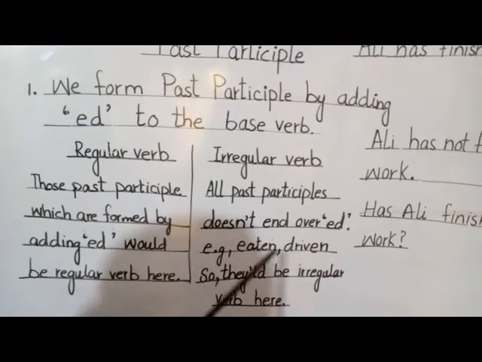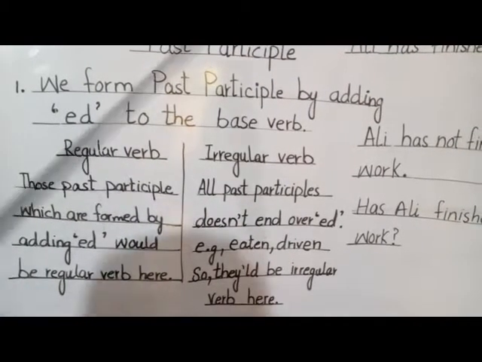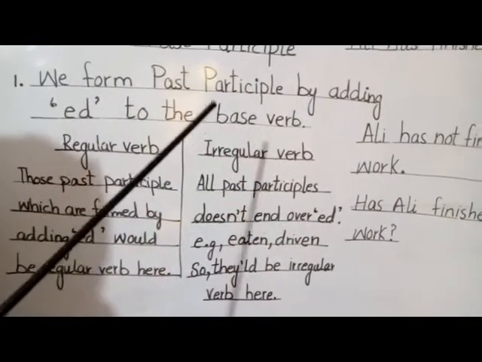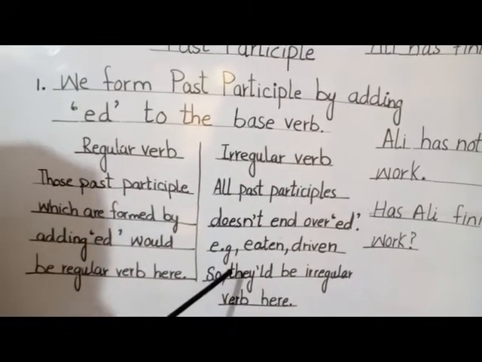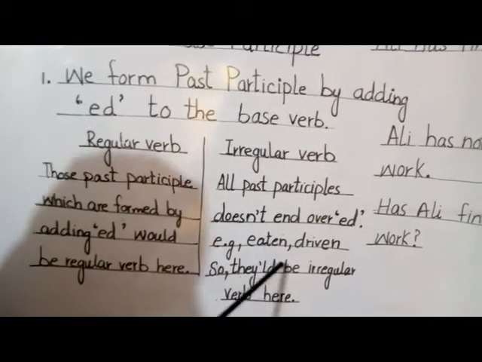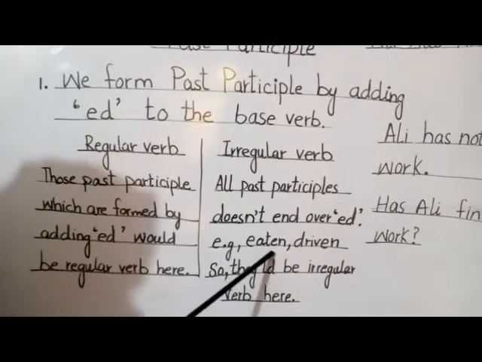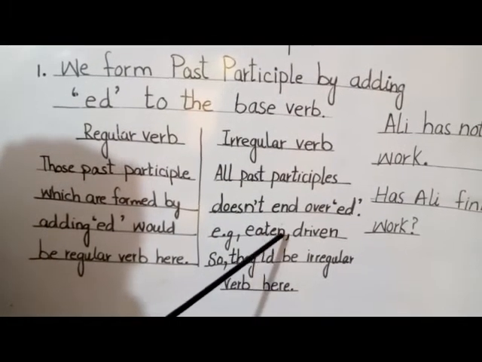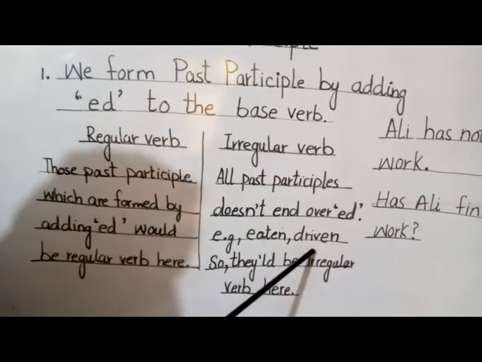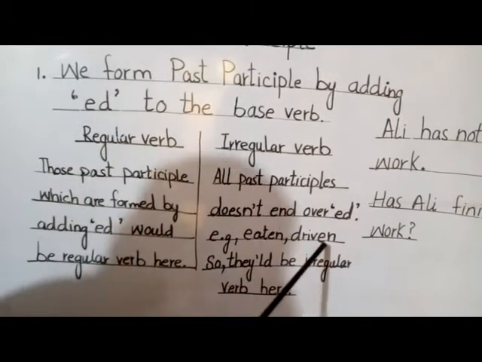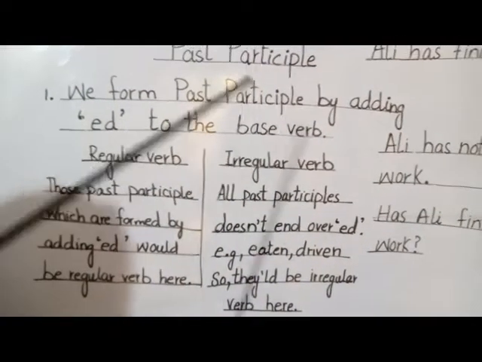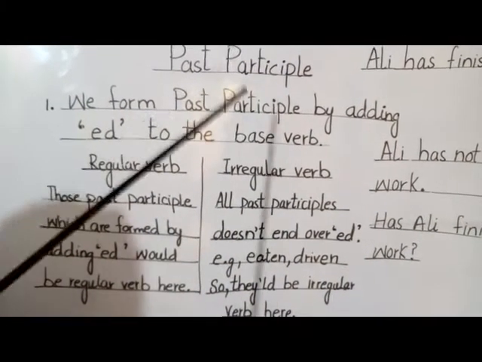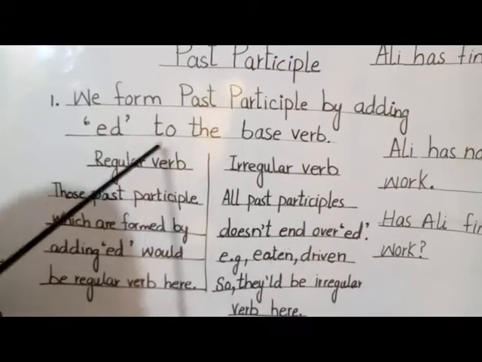Irregular verbs are those whose past participle doesn't end with ed. As an example, I have written two examples for you. Eaten is also a past participle, but it ends with en. Driven also ends with en. So not all participles end with ed, and we cannot say that all participles are formed by adding ed to their end.